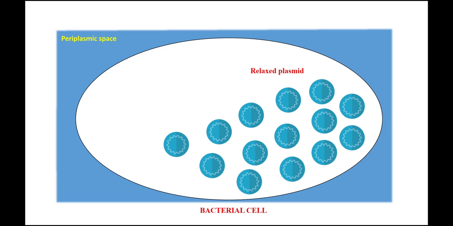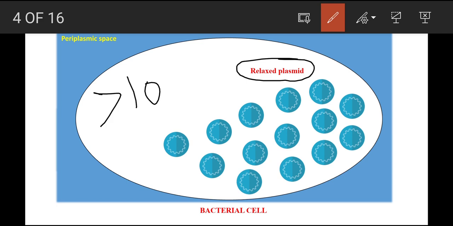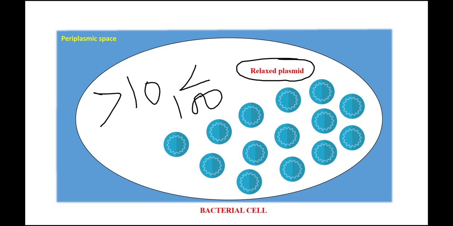Then what is a relaxed plasmid? Another classification. As the name suggests, their copy number is more, for example, greater than 10 and less than 100. This is the characteristic feature of relaxed type of plasmids. Their copy number is greater than 10 but less than 100, which means the copy number of relaxed plasmid is more when compared to stringent plasmids, right? Okay. We'll move on to the next slide.